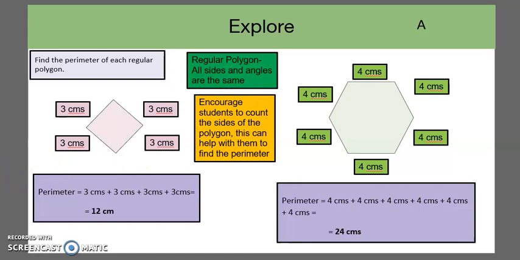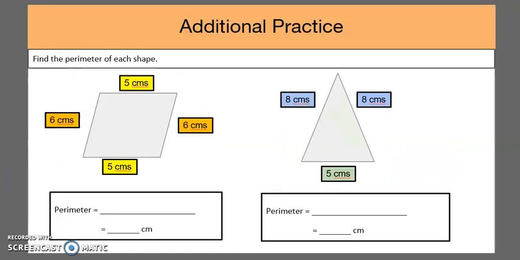We're going to look at another problem. Here, find the perimeter of each shape. So here we notice that in these two examples, these are two polygons that are not regular. So we want them to understand that we still add up each side one by one, and do the same thing for here.